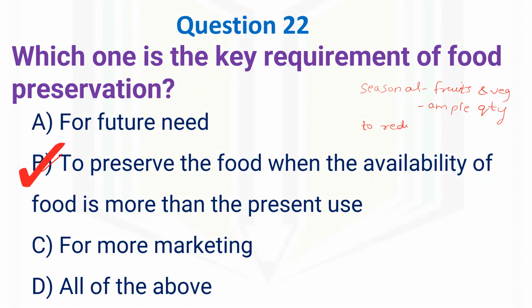So to reduce the waste, if all the lot is not consumed raw, then this can go to waste. So we apply preservation techniques. The preservation techniques can be freezing, drying, or the use of chemicals or chemical preservatives to extend the shelf life of the food, so that it will also be available for us for future need. But the basic or the key requirement is to reduce the wastage and to preserve the food when it is available in ample quantity.